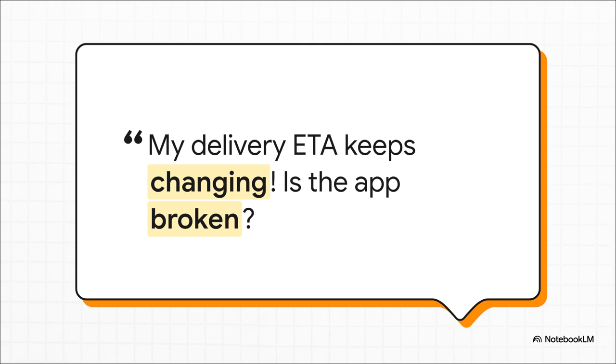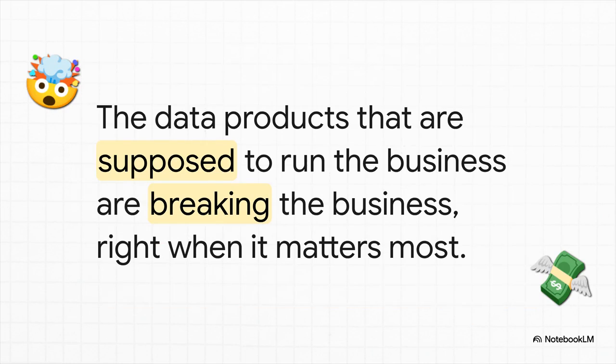Outside the office, customers are getting seriously frustrated. Their delivery ETAs are bouncing around like crazy, and that's just killing trust. And you guessed it, the support tickets are flooding in. The data that's supposed to power the whole operation, it's failing. So what's the deal here? The bottom line is simple. The very data products that were designed to run the business are now the things breaking the business, right when it matters the most. And this isn't just some tech problem, it's a customer problem.